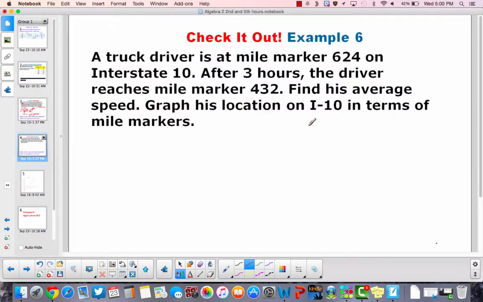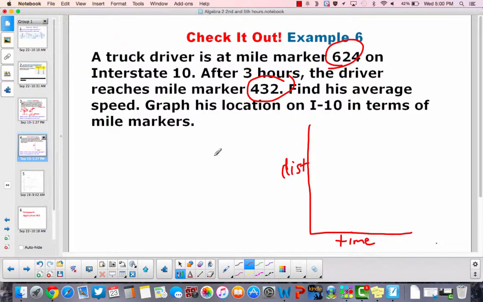So we're going to make a graph. We're going to say it's distance over time. So time is going to go on the horizontal. Distance is going to go on the vertical. Now, this 624 and this 432, do you know what those represent? That represents his distance traveled. So if you take 624 minus 432, he has traveled a total of 192 miles.